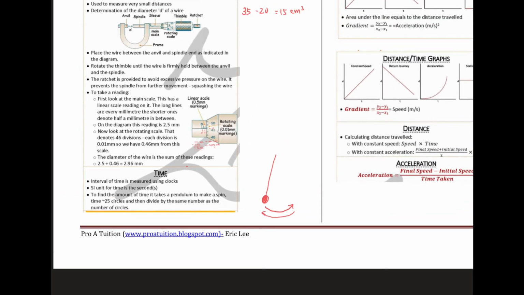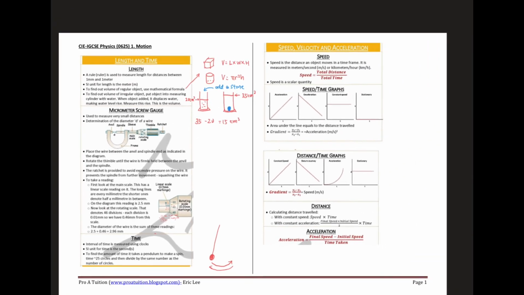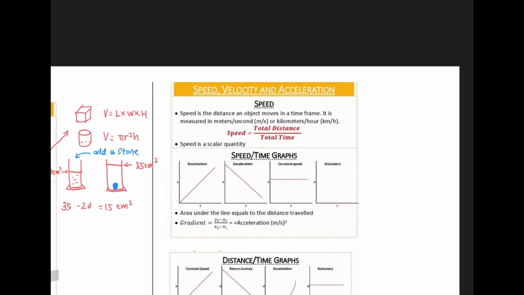Okay, now let's continue. Okay, we look at this part then. Speed, velocity, and acceleration. So speed is the distance an object moves in a time frame. It is measured in meters per second or kilometers per hour. Formula: speed equals distance over time. Speed is a scalar quantity. So scalar quantity means quantity without direction. It has only magnitude.